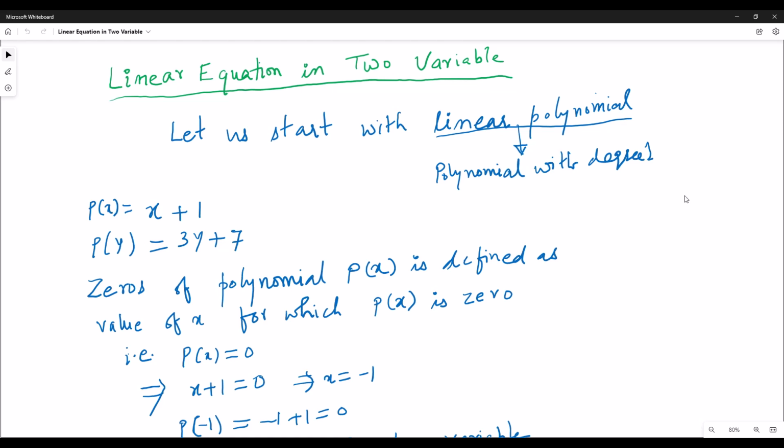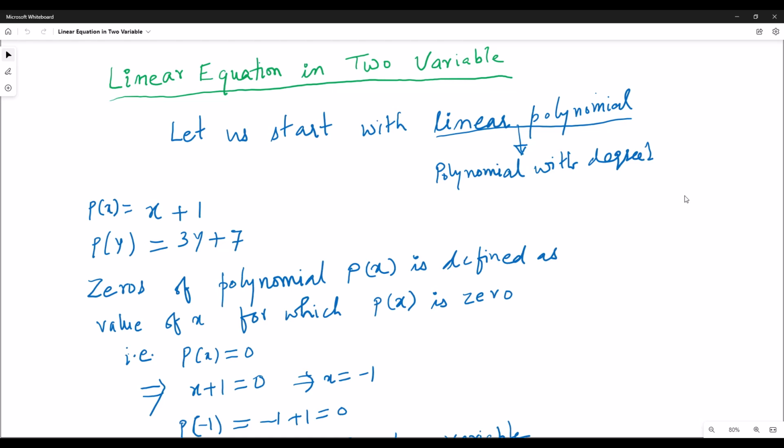And which kinds of algebraic expressions are polynomial? We already know that the exponent has to be whole number. If exponent is not whole number, that algebraic expression is not a polynomial. So the first condition for an algebraic expression to be a polynomial is that the exponent has to be whole number.